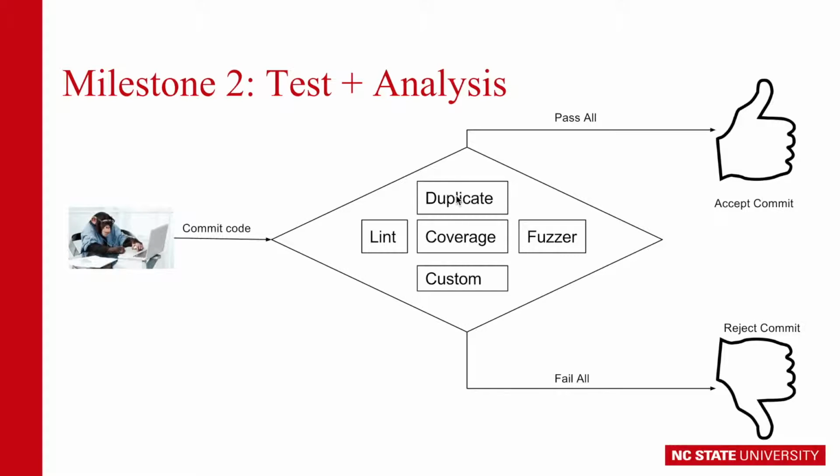Duplicate code is analyzed using duplicate analysis. Coverage of the code is analyzed using coverage tests. Custom metrics can be included as per the user's choice based on his acceptance or rejection criteria. And finally, a fuzzing component is added to see what percentage of unique rejected tests you can generate, and if the rejected tests are greater than a certain threshold, you reject the commit, else you accept it.